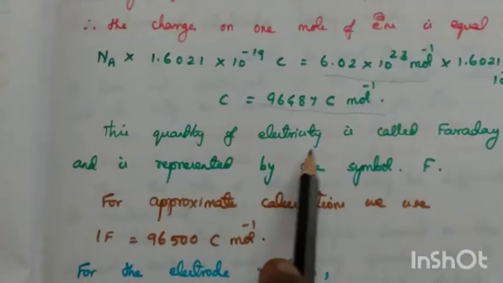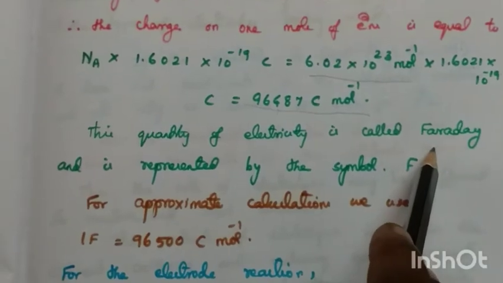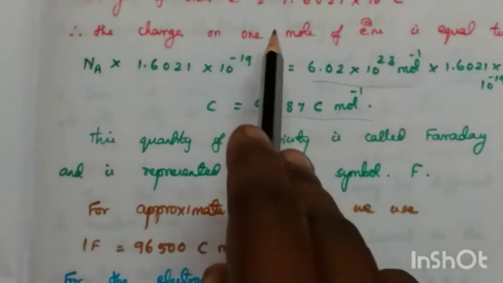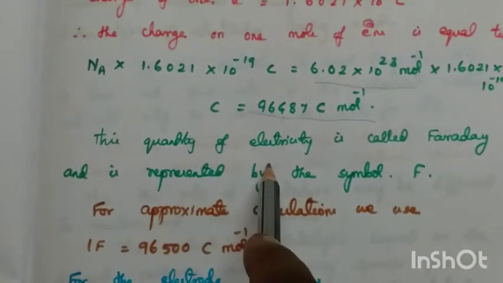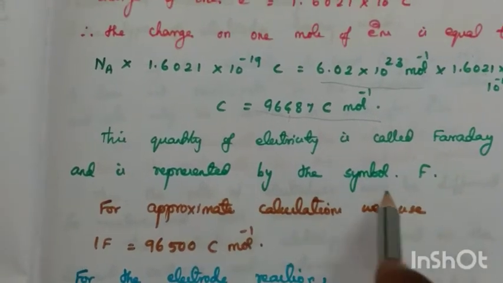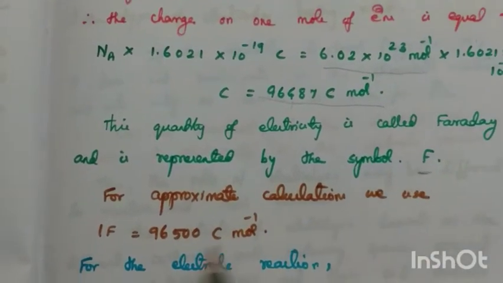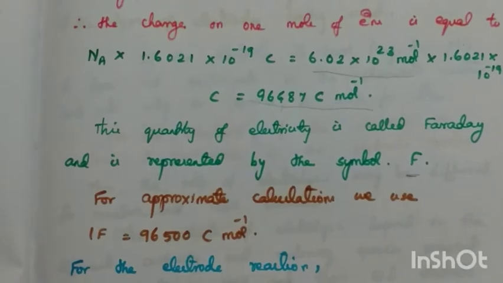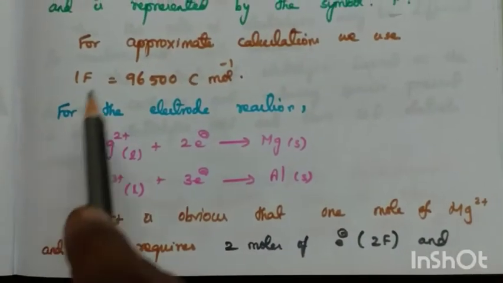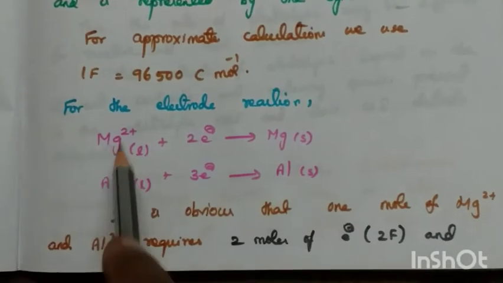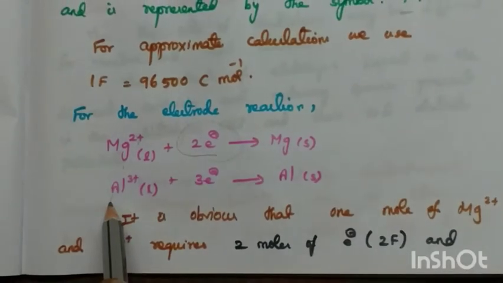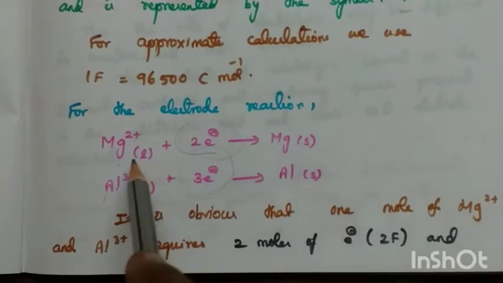This quantity of electricity is called the Faraday. What is the Faraday? The quantity of electricity required to liberate 1 mole of the electrolytic substance is known as the Faraday, and it is represented by the symbol F. 1 Faraday is equal to 96,500 coulomb per mole. For the electrode reaction, Mg2+ means how many Faraday? 2 Faraday, for 2 electrons. Al3+ means how many Faraday? 3 Faraday, for 3 electrons.